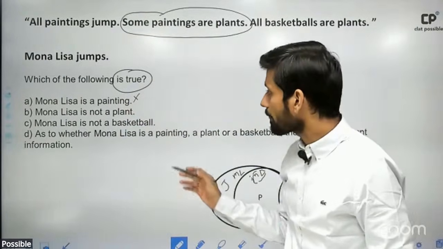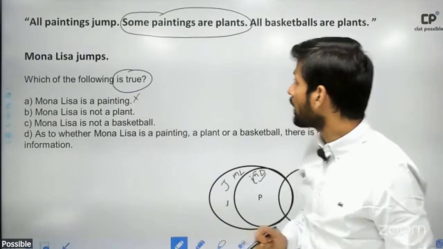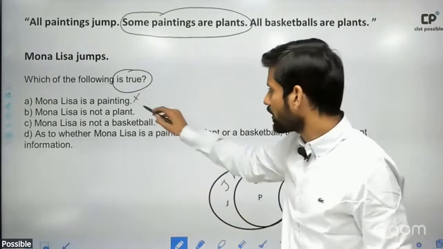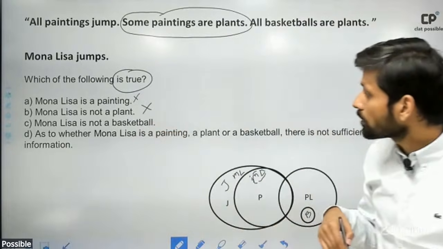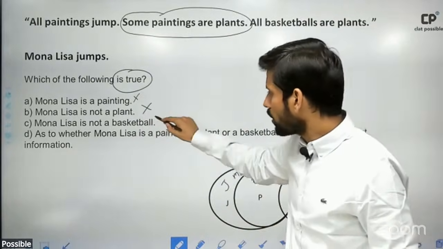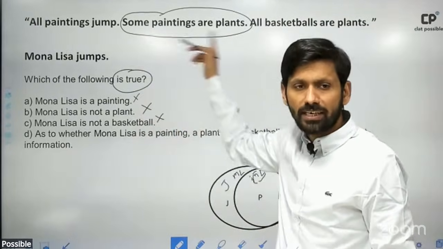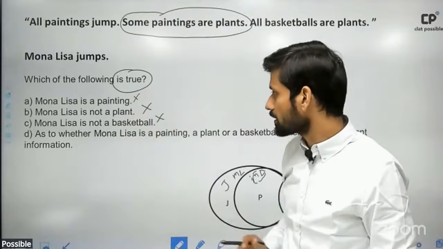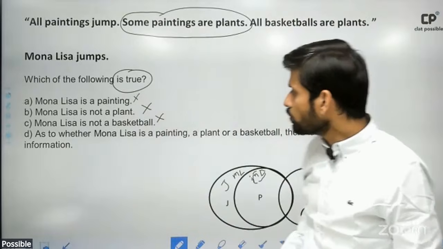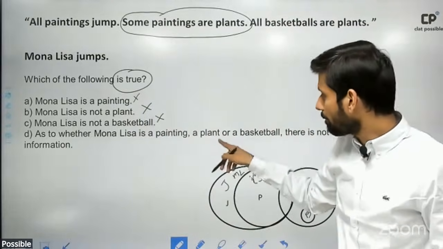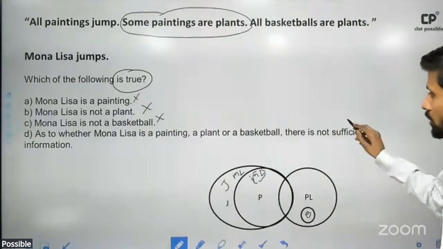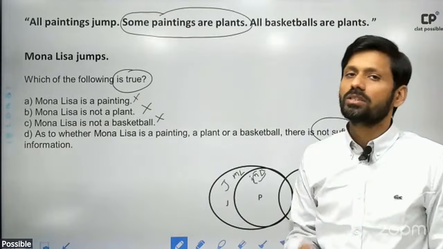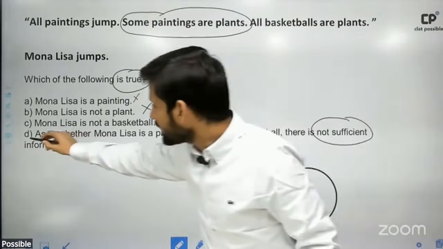So this is out. Mona Lisa is not a plant. So again, a negative statement could only be a possibility and not a definite one. So this is out. Mona Lisa is not a basketball is also out. Again, a negative statement from a set of positive statements. A negative statement is not a definite conclusion. So C is out. D, as to whether Mona Lisa is a painting, a plant, or a basketball, there is not sufficient information. Yes, all of these are only possibilities. So D is correct.